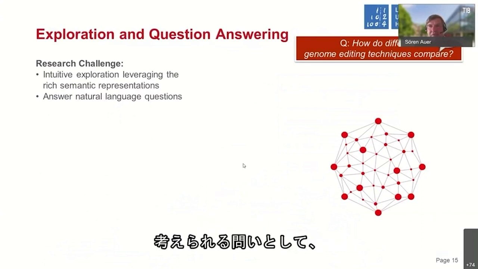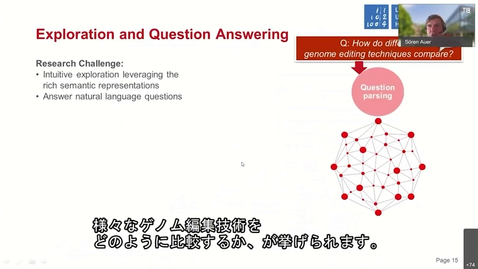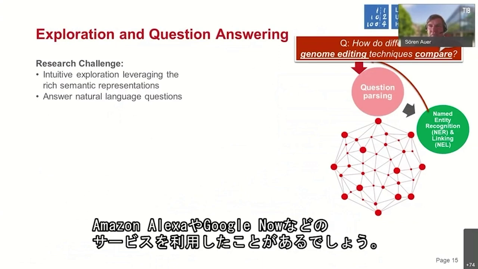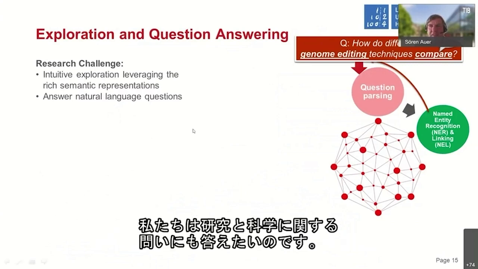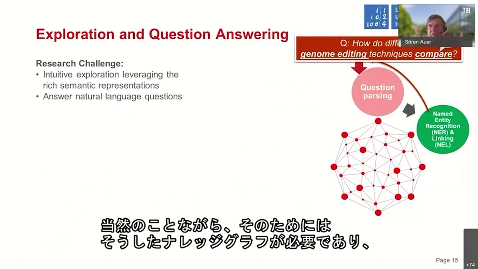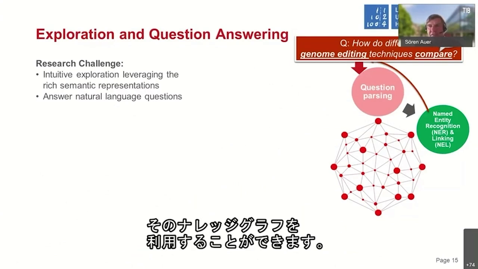And one question would be, how do different genome editing techniques compare? And all of you have probably used services like Amazon Alexa or Google Now, where you can ask questions about the weather, about points of interest, about a TV program. And we would like to be able to also answer questions about research and science. And of course, for that, we need such a knowledge graph, and we can leverage the knowledge graph.